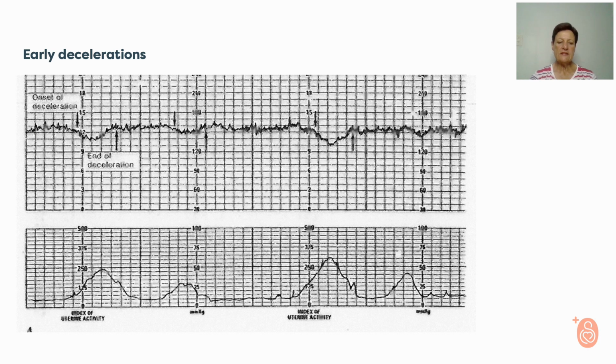And here's a typical example of an early deceleration. Here you can see that the moment that the contraction starts, the deceleration starts. We can see here that the peak of the contraction and the peak of the deceleration are almost at the same time. And then we can also see the end of the deceleration and the end of the contraction more or less the same. Here, a small contraction, small deceleration. Here again, the contraction and the deceleration are almost mirror images of each other, and here more or less the same.